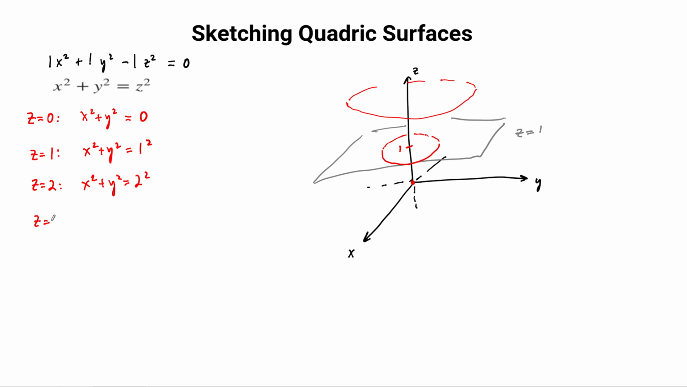We can go down below the floor, below the xy plane. And in this case, we would get x squared plus y squared equals negative 1 squared. But negative 1 squared is just 1 squared. So this slice looks symmetrical to the one up above at a height of positive 1, right? So this is at a height of 2. Down here at negative 1, we get this exact same radius. It's the exact same circle.